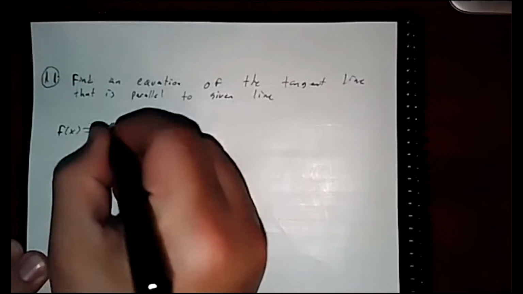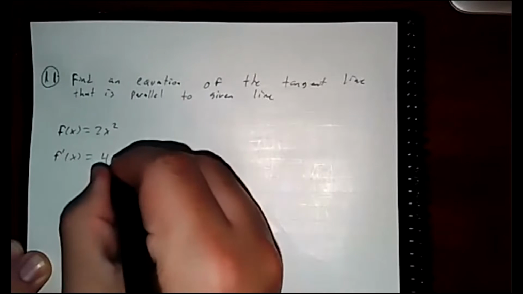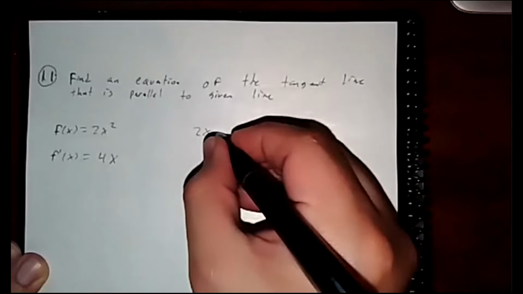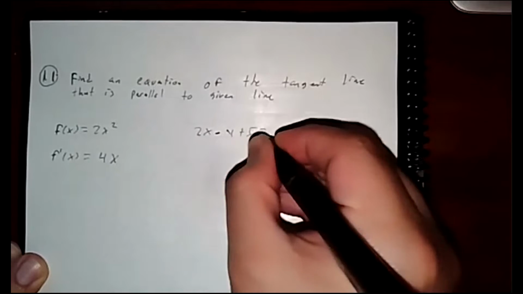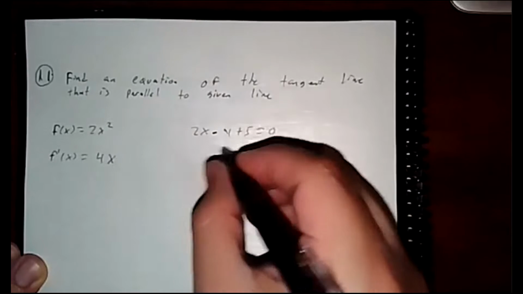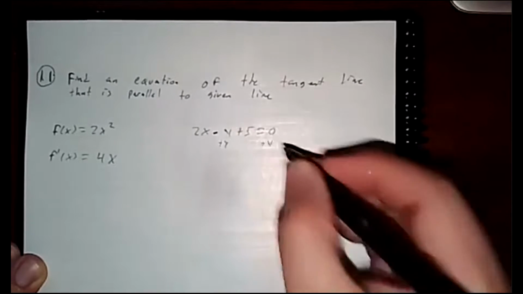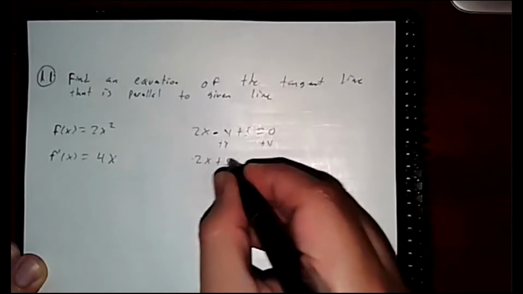Okay, so f of x is equal to 2x squared. The first thing we need is the derivative, which you said, Suleika, that is 4x, right? Yes. Now we have this line. So we need to solve for y. I'm going to add the y over to the right. So plus y. That gets me to 2x plus 5 is equal to y, which means that y is equal to 2x plus 5, right? Same thing.